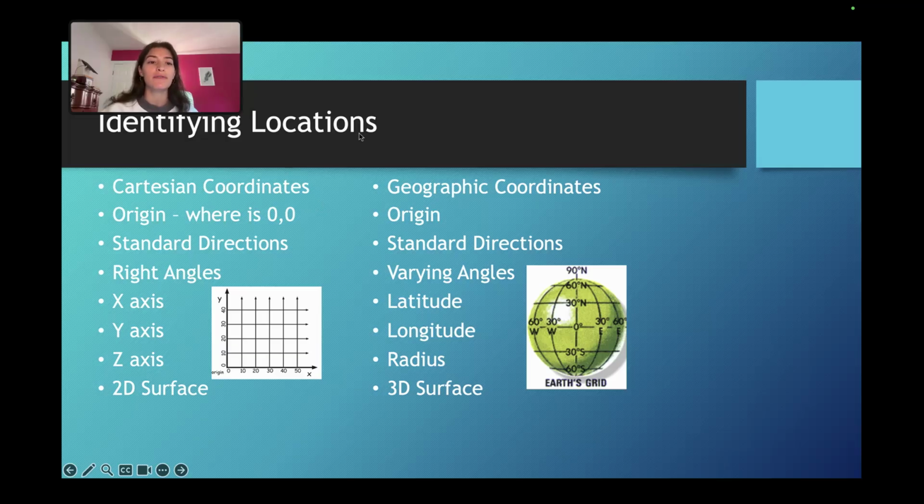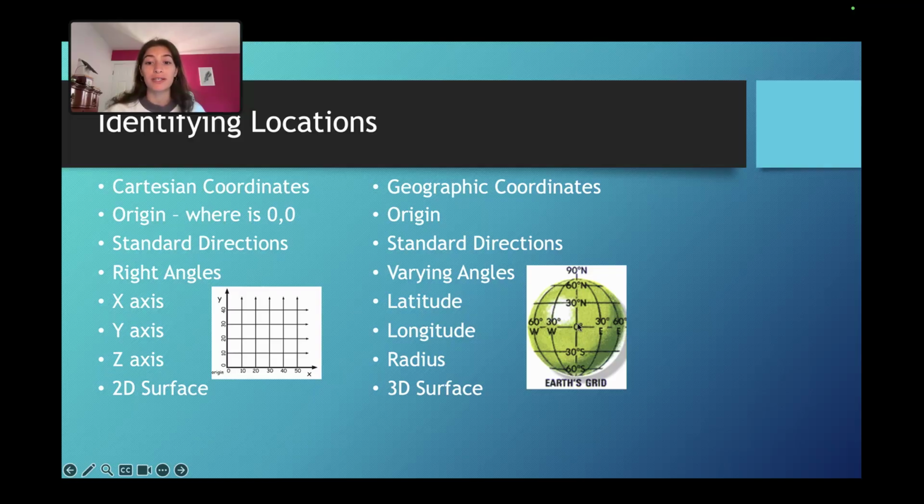So when we identify locations, we have, again, our Cartesian coordinates and our geographic coordinates. Cartesian coordinates work off of an XY type of figure, whereas geographic coordinates more so utilize angles. We're used to seeing geographic coordinates when you think of latitude and longitude. When you think of X and Y points or even Z points, that's going to be your Cartesian coordinates. For Cartesian coordinates, that origin is always 0, 0, right here.